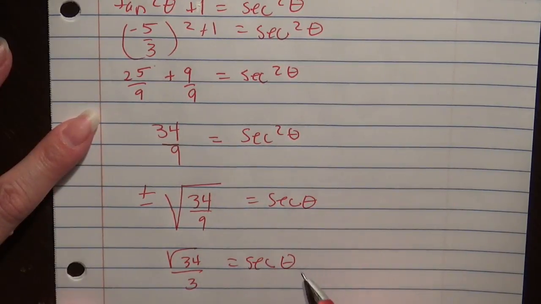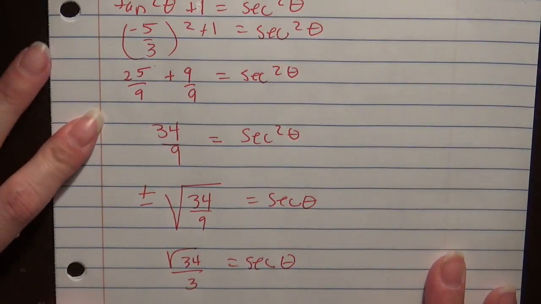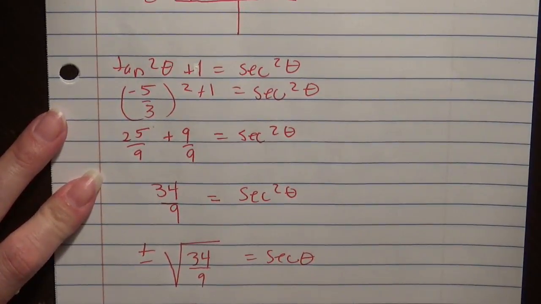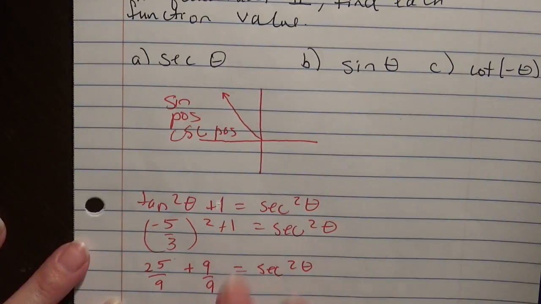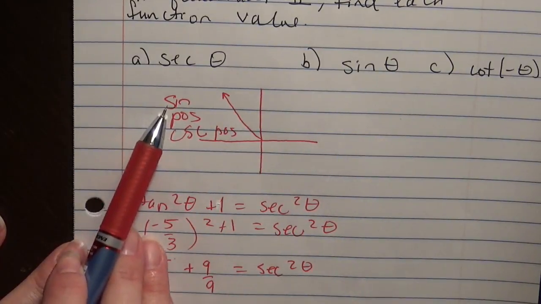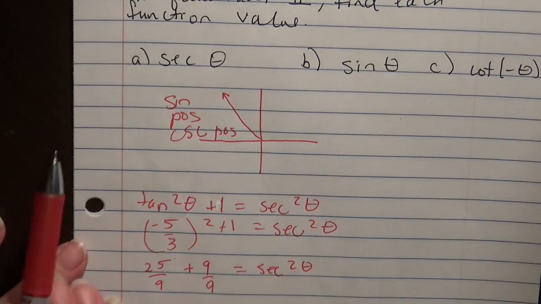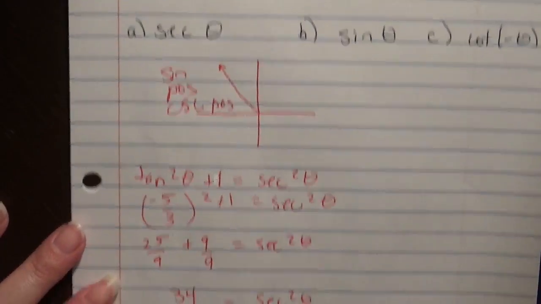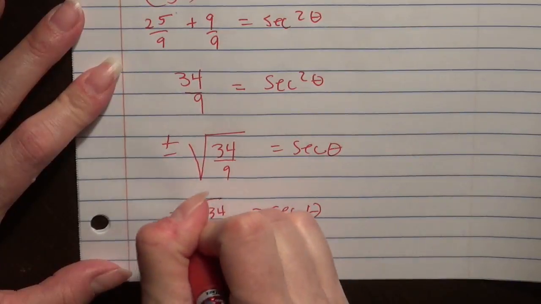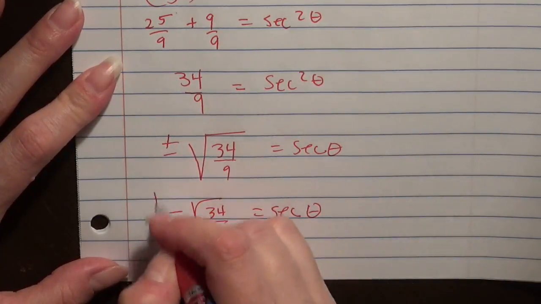What do we say about the sign for this? Is it going to be positive or negative? Okay, so this is secant, and going back up here, in quadrant 2, this is not the cosine quadrant. So secant is negative in quadrant 2. So our answer is negative square root 34 over 3.